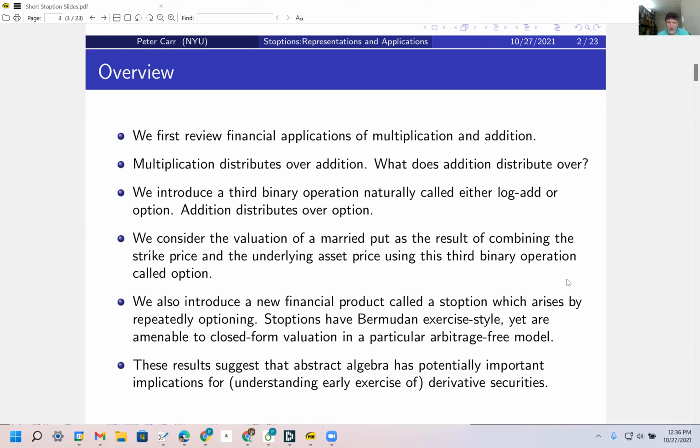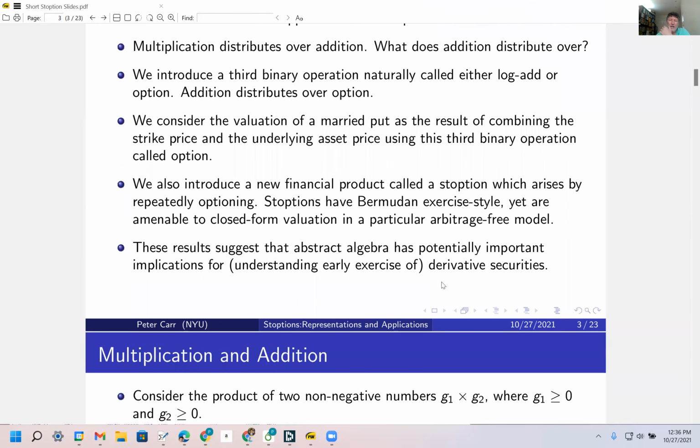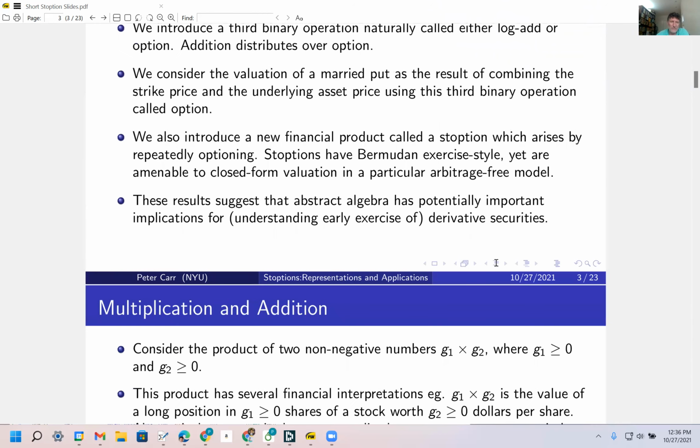I wrote in a particular arbitrage tree model, and that's what we'll focus on. But actually, I've looked at valuing these stoptions in the Black-Scholes model, and there's a closed form valuation formula there as well. So it's more a feature of the contract rather than the model. The results suggest that abstract algebra has potentially important implications for understanding early exercise of derivative securities. Although I'll be focused on Bermudian exercise, one can also think about these things for American exercise.